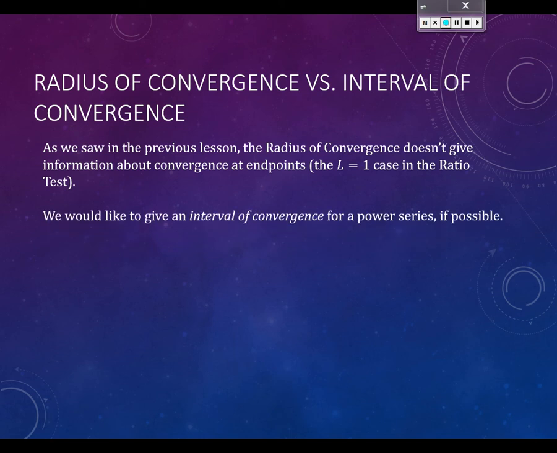So this is like the L equals 1 case in the ratio test, if you will. What happens if we're at that place? So if possible, eventually we'd like to be able to, in the end, write down the interval of convergence. That is, it converges from -2 less than or equal to x is less than 5 or something like that. We're going to be able to write that down.